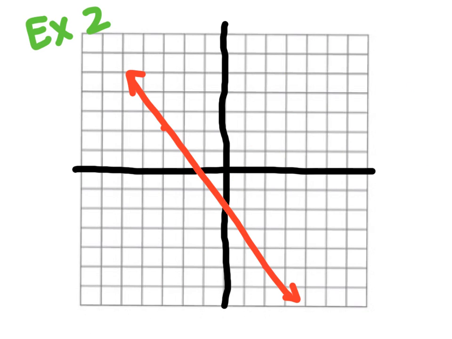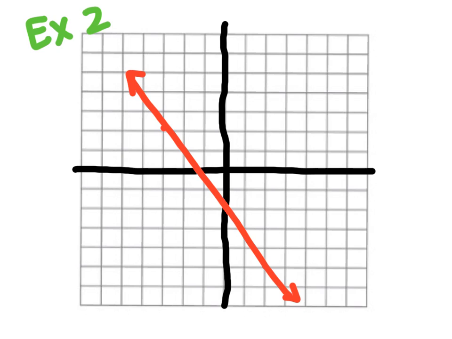Okay, here's example number 2. Again, we have our coordinate plane with a line. Now you should be able to tell right now this line is going to have a negative slope, since as you look at it from left to right, the line is going down. So first, let's find our 2 ordered pairs.